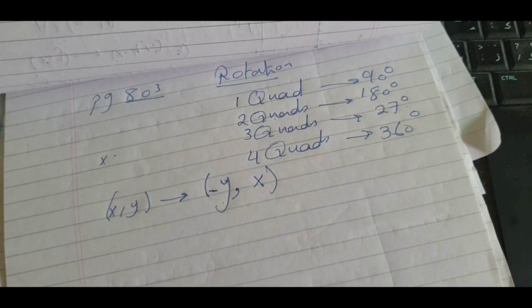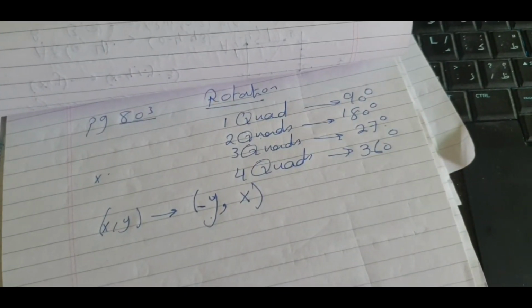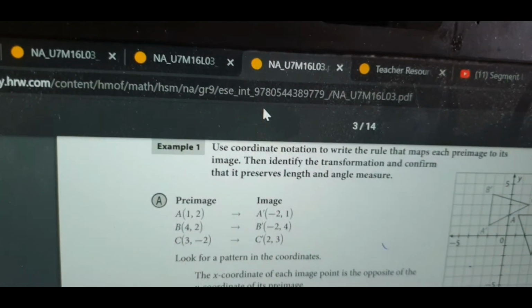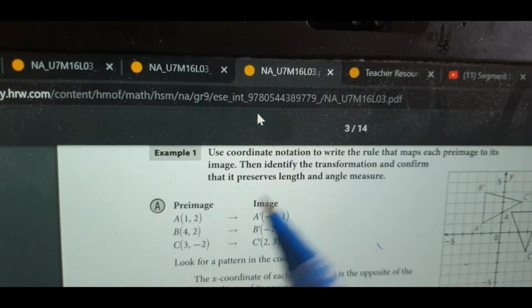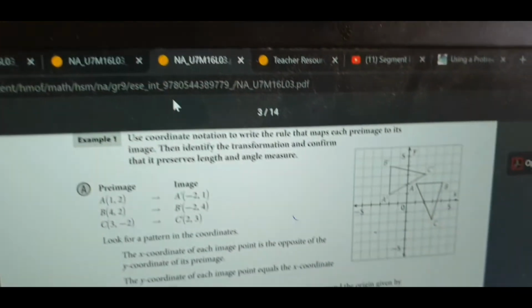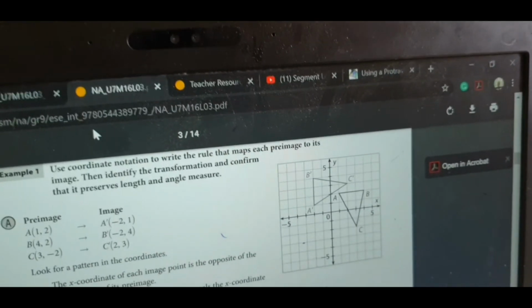This is how we can write the rule. So we wrote the rule. I found the rule. I still have to identify or confirm that it preserves length and angle measure. Let's see what about length. Okay, this is a long one.